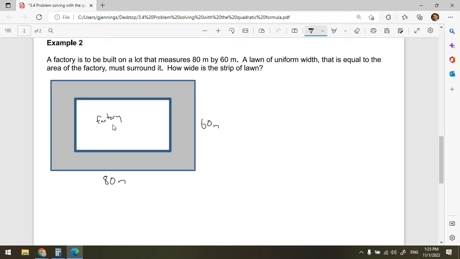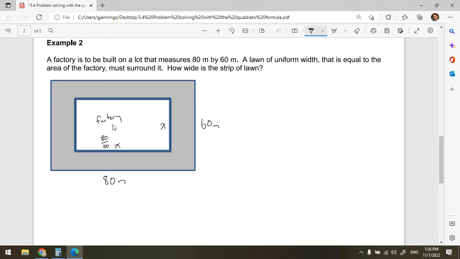I don't know things like how wide the factory is yet. So let's call its width here x. If I know x, and I know that x is the same ratio over there, then this must be 80 over 60 x wide here. Notice that that would have the same ratio. No matter what number I put in for x, this number would be bigger than that number by a factor of 80 divided by 60.